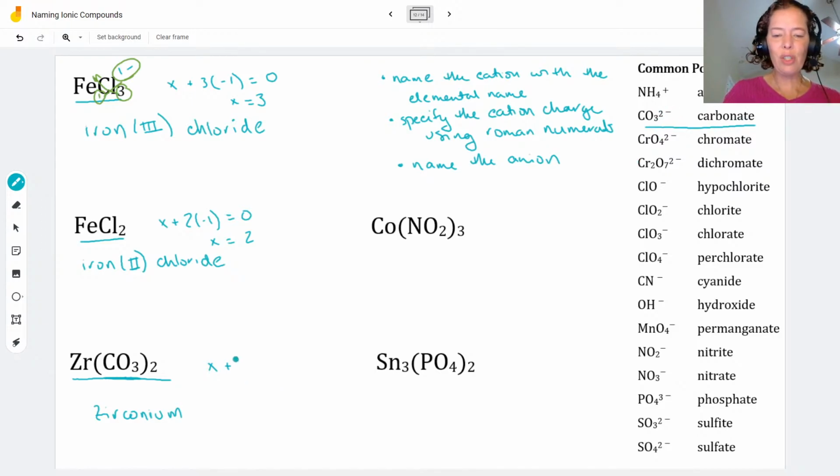Its charge is -2, but I have 2 of them. So remember those parentheses. So I have 2 carbonates. They have a charge of -2. This is a neutral compound. So what must X equal? Again, you just do a little bit of algebra. X equals 4. So the charge on the zirconium is 4, which means I need to write 4 as a Roman numeral. And now I can name my carbonate.